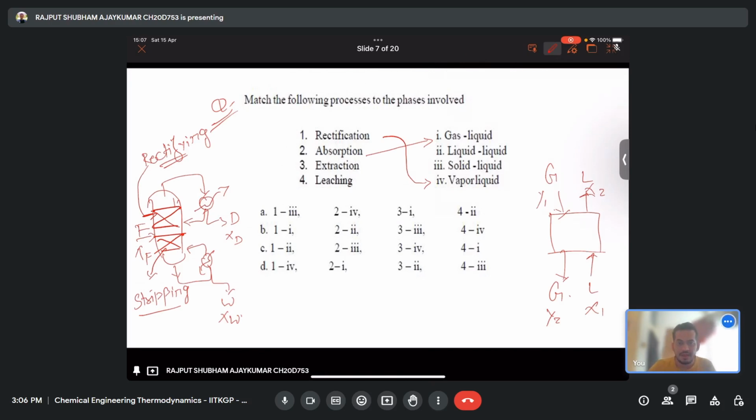Now extraction relates to liquid and LLE, which is known as liquid extraction. The last term is leaching. Leaching is solid-liquid. The typical example I have given for leaching is, in every household, if you make tea or coffee, we have tea bags or coffee bags, right? We try to squeeze that tea extract from the tea bag into your tea mug. That extraction of tea from the solid is known as leaching, that is a solid-liquid operation. This is a typical example you can remember. So the correct answer is D.